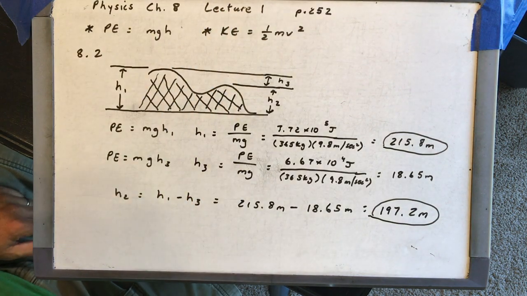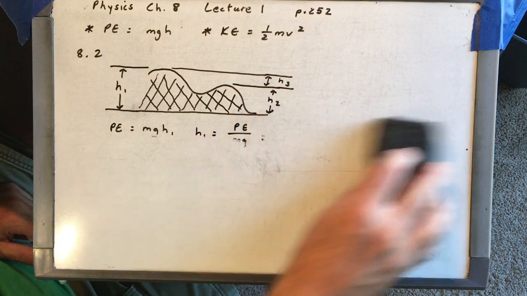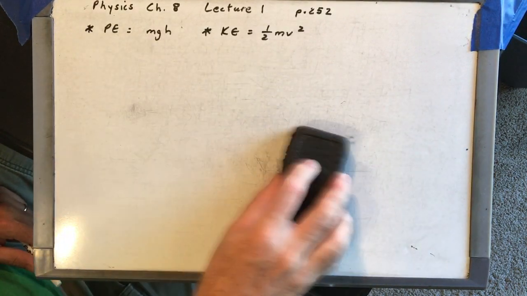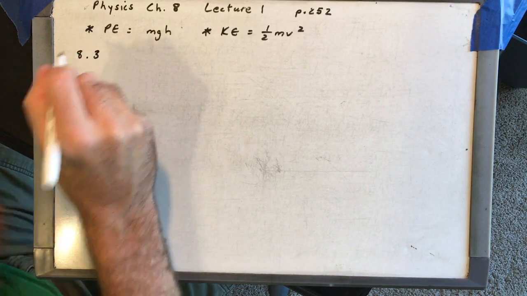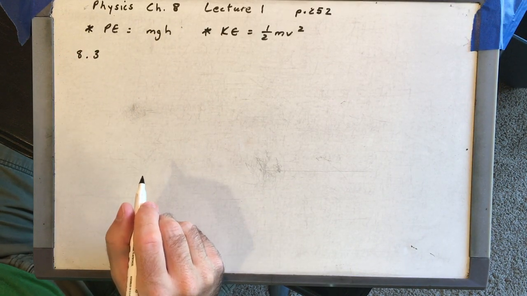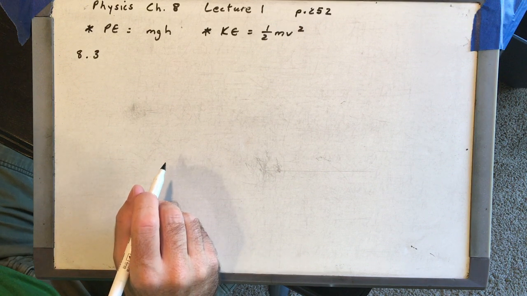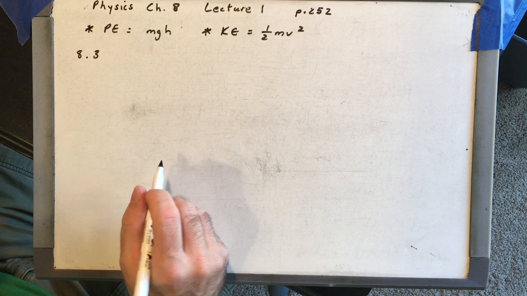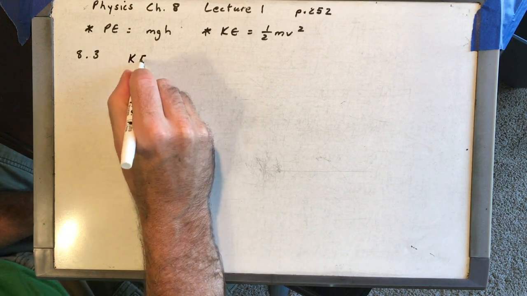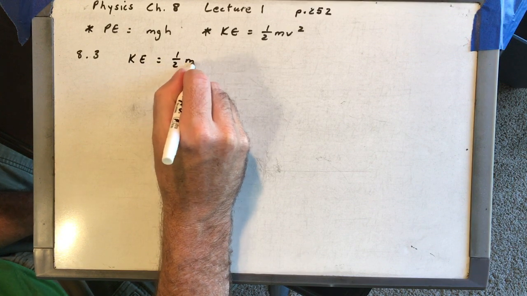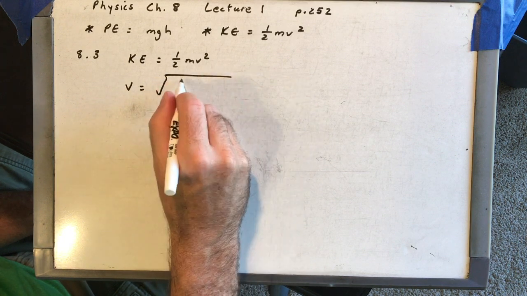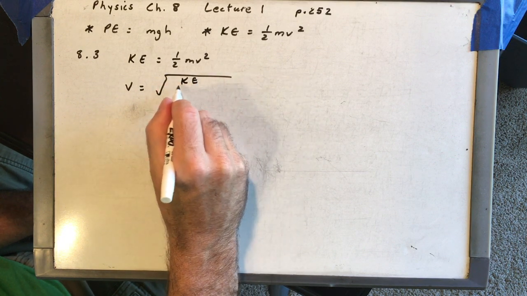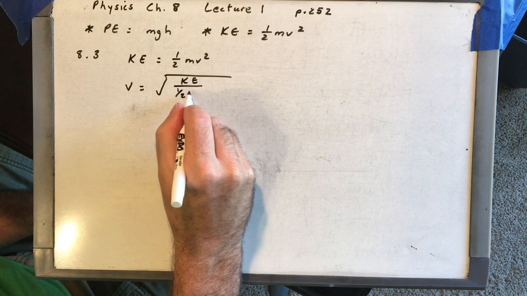All right, pause the video if you need to. Let's look at 8.3 at the bottom of 257. It says the engines of a rocket ship give the ship a kinetic energy of 4.5 times 10 to the 10th joules. How fast is it traveling? So kinetic energy we know is 1/2 mv squared. So solving for v, it's going to be the square root of the kinetic energy divided by 1/2 of the mass.